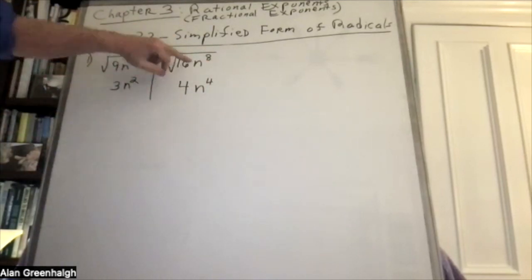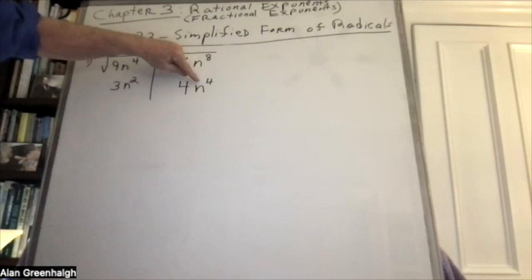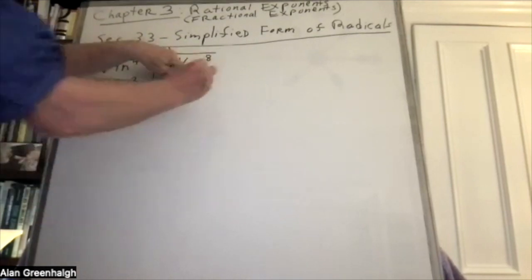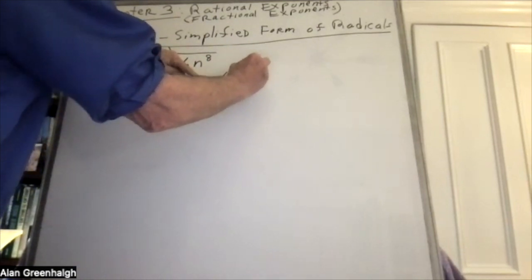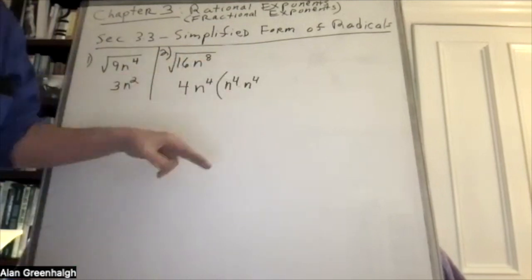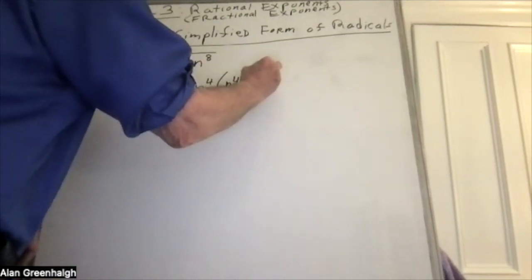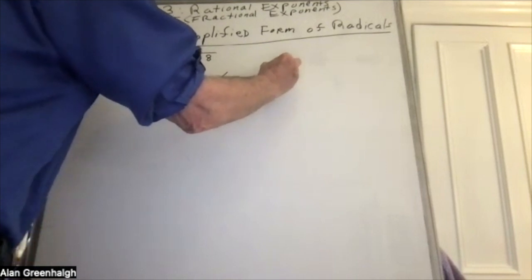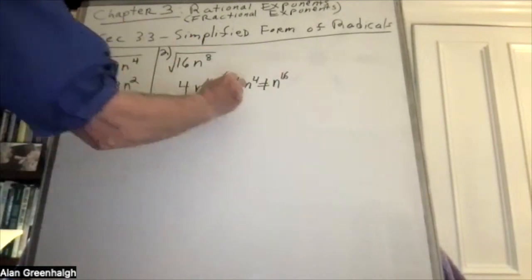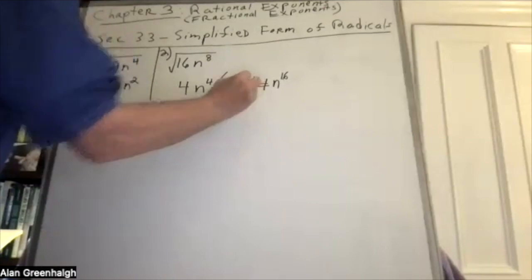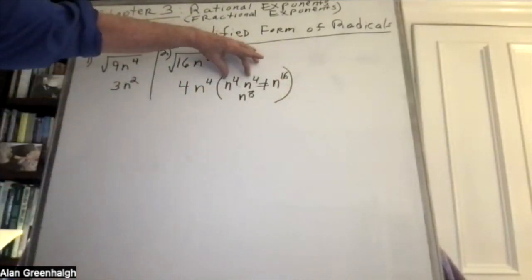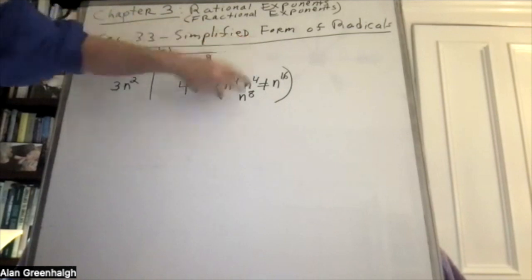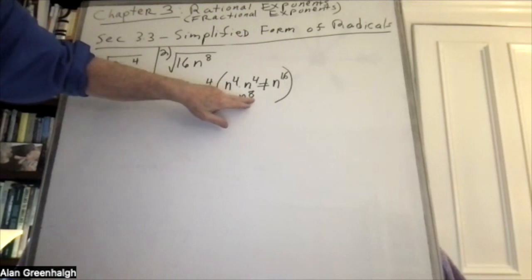Remember, n to the 4th times n to the 4th is not equal to n to the 16. Remember that. It's equal to n to the 8th. Because when we have two terms being multiplied, we don't multiply the exponents, we add the exponents.